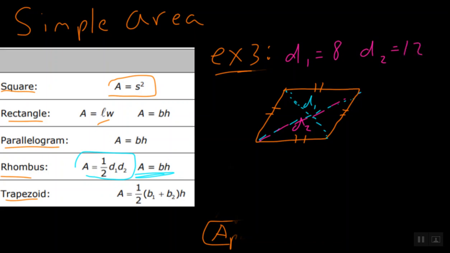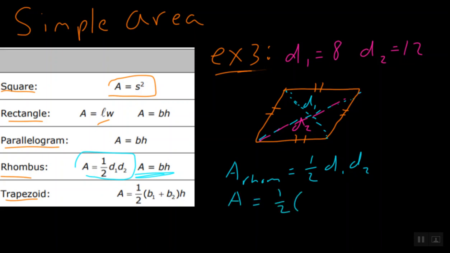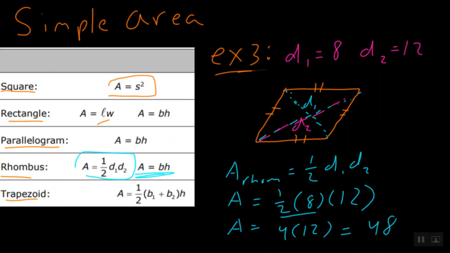So what would be our formula? Well, our formula is clearly going to be the area of a rhombus is equal to 1/2 D1 times D2, and in this case we could say 1/2 times diagonal 1, which is 8, times diagonal 2, which is 12. And notice from here I can just work it down. 1/2 times 8 is 4. 4 times 12 is equal to 48. Now, I didn't put any units here, so in this case we would simply say units squared.